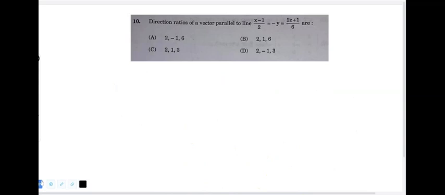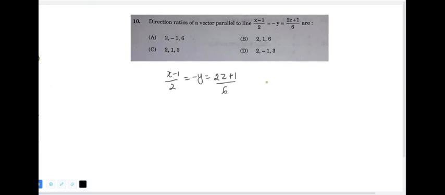Question number 10 is: the direction ratio of the vector parallel to the line (x minus 1)/2 = minus y = (2z plus 1)/6. We have to find the direction ratio of the vector which is parallel to the line.